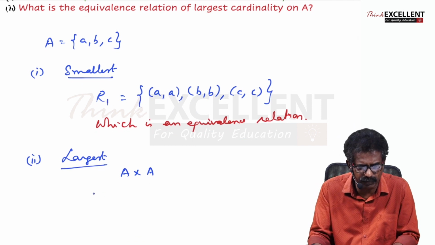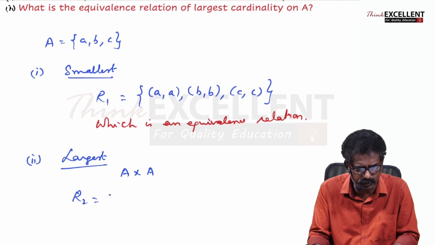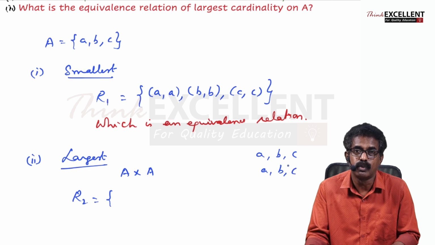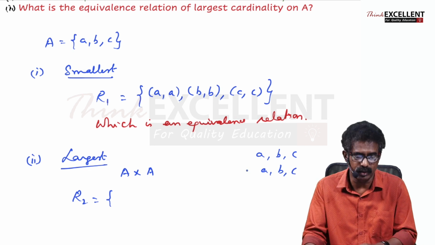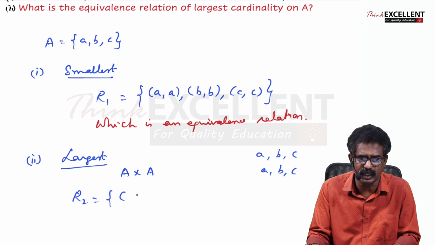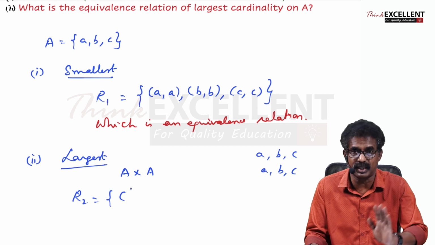A cross A means you write every element, right? I'm taking that as R2. A is {A, B, C}, another A is {A, B, C}. So when you find the Cartesian product, you will get 3 into 3, 9 elements. If there are only a few, you can write them. Otherwise, you can write your answer as A cross A and leave it, okay?